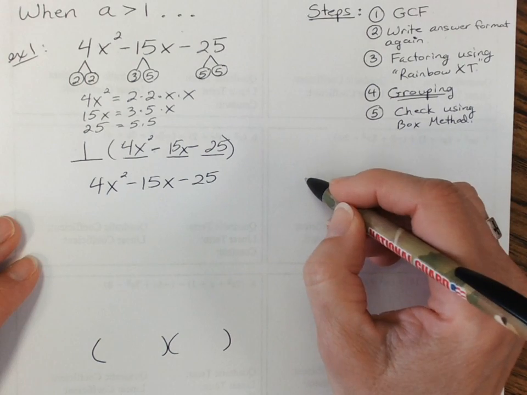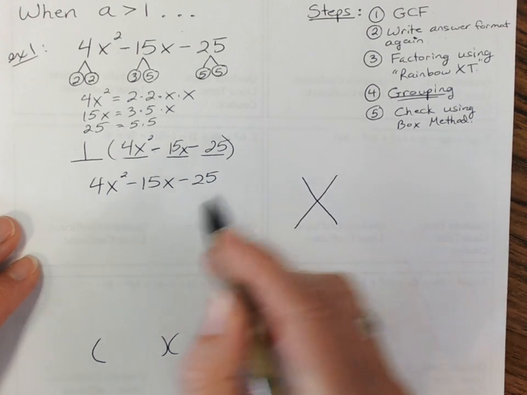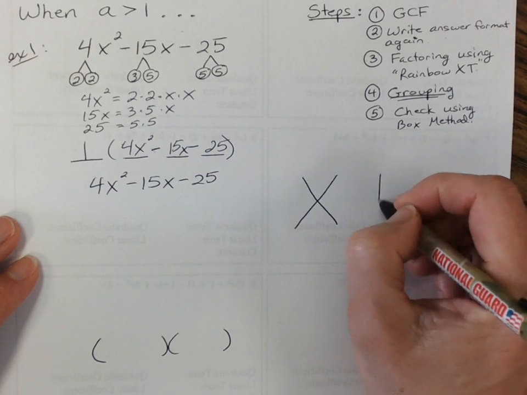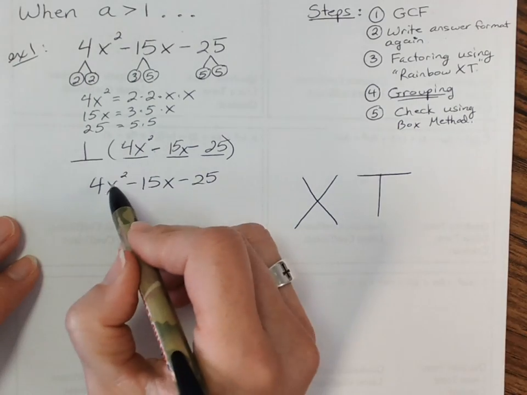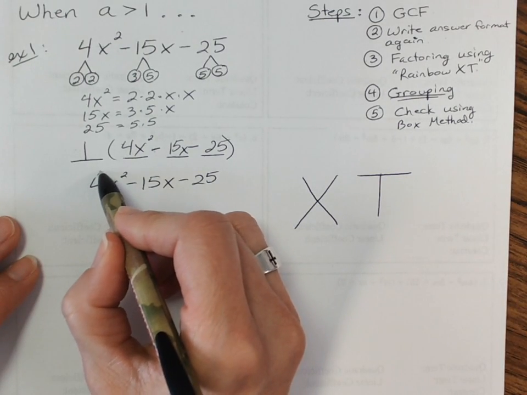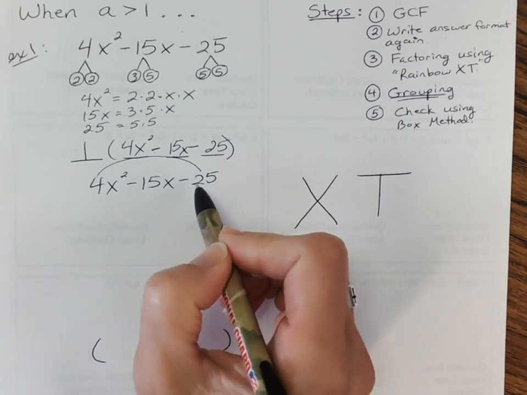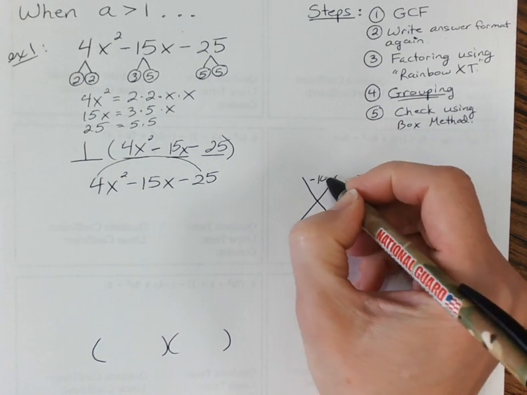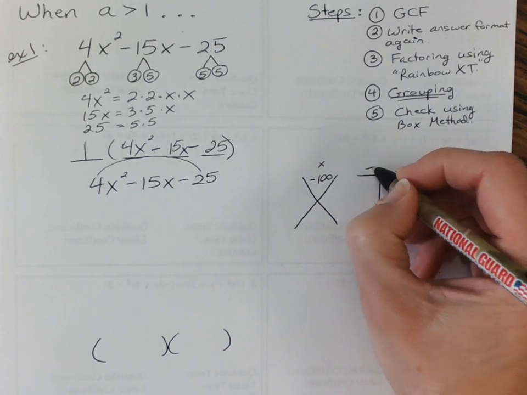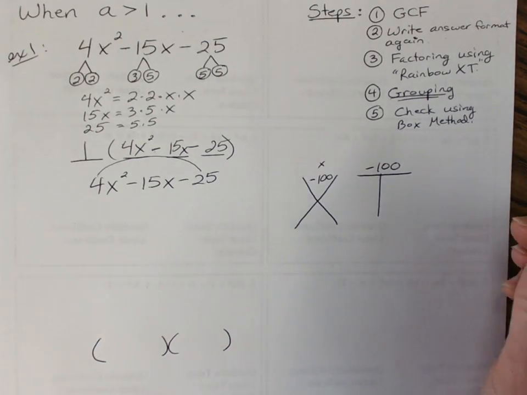So I'm going to write your XT out to the side here, because we're going to use this area here. So XT is on the side. Now let's do our rainbow. I have 4 times negative 25. That's my A times C. 4 times negative 25 is negative 100. So that's my product value, and that goes on top of both places.